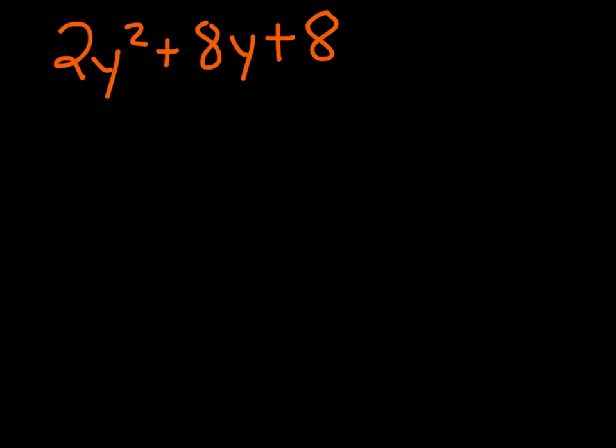Alright, here's another one to factor. So do we have a GCF? Remember, always ask that question first. In this case, yes, each of these 3 things are divisible by 2. So we're going to factor the GCF out to the side. We have y squared plus 4y plus 4.